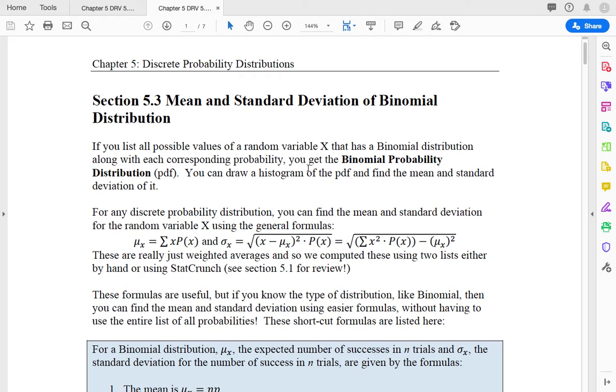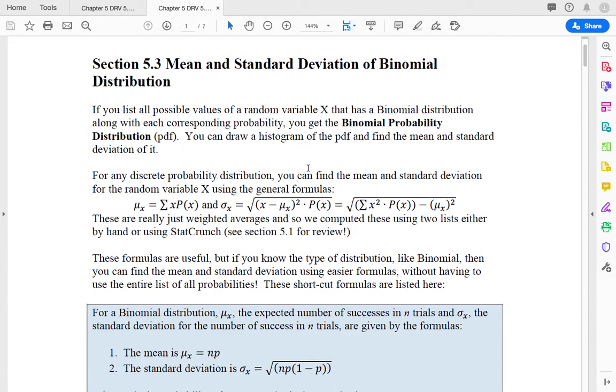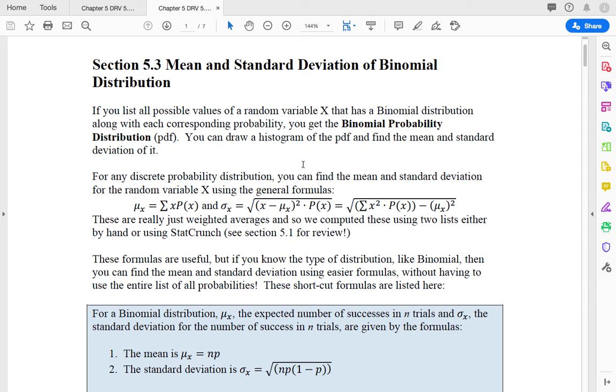We are looking now at section 5.3 in chapter 5 about discrete probability distributions. In this case we're looking back again at the binomial distribution, but specifically we're looking for things about the mean and the standard deviation of the binomial distribution. Okay, that's what we're looking for primarily.